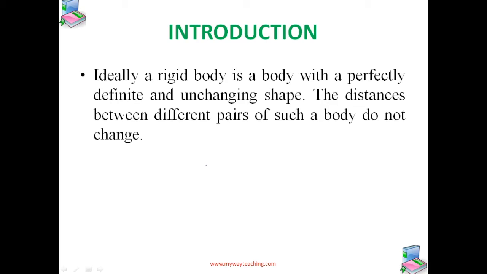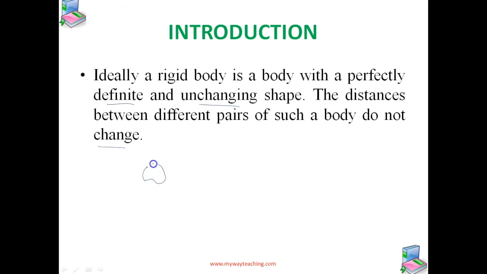And what is that center of mass? We'll study later. A large class of problems with extended bodies can be solved by considering them to be rigid bodies. We can solve so many problems if we consider the bodies as rigid bodies. What is this rigid body then? Let us see. Ideally, a rigid body is a body with a perfectly definite and unchanging shape. The distances between different pairs of particles of such a body do not change.